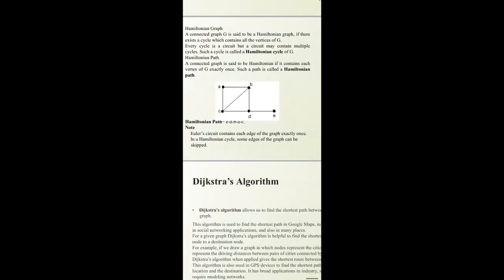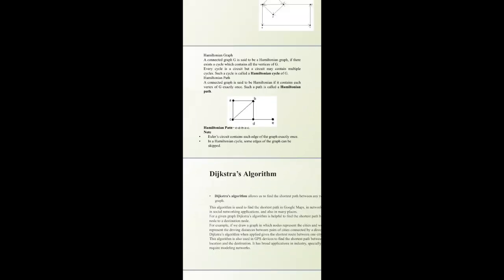Next, Euler circuit contains each edge of the graph exactly once. Here is the difference between Hamiltonian path and Euler's path. Euler's circuit contains each edge of the graph exactly once, and in a Hamiltonian graph, some edges of the graph can be skipped. Clear?